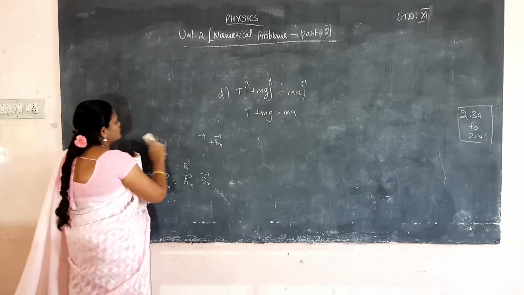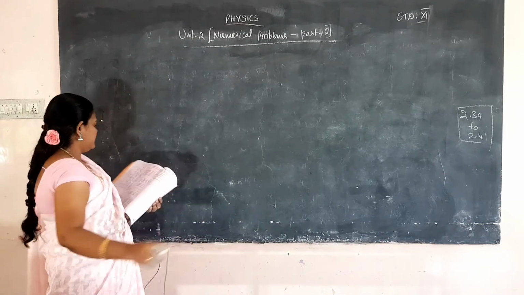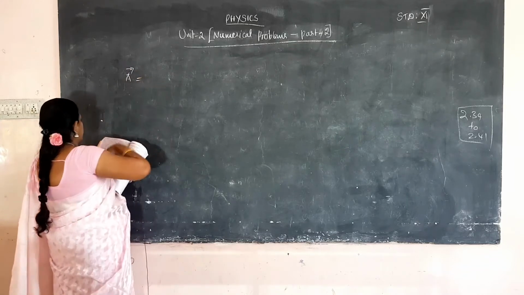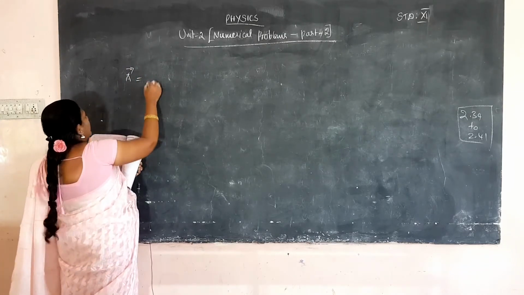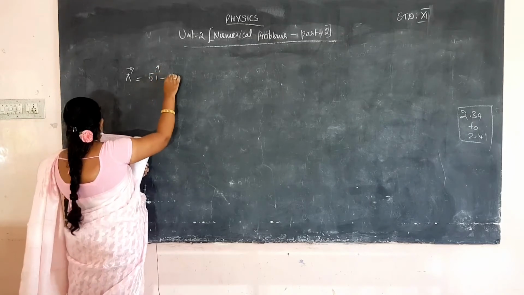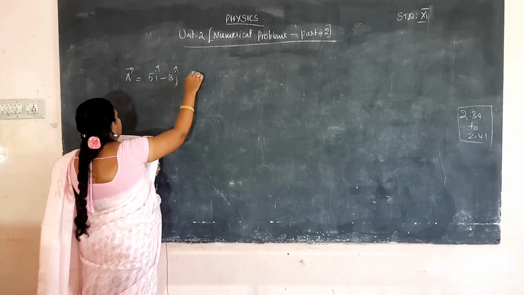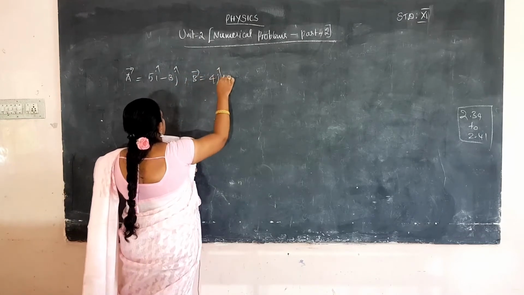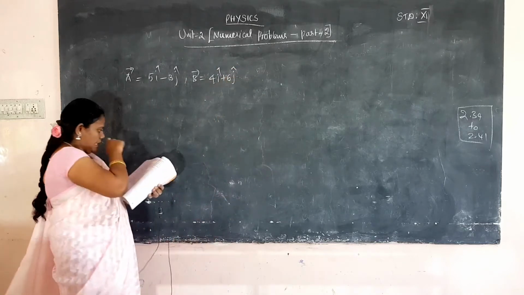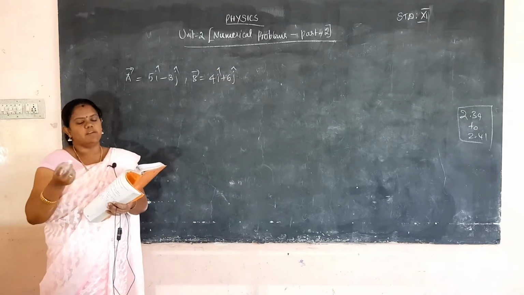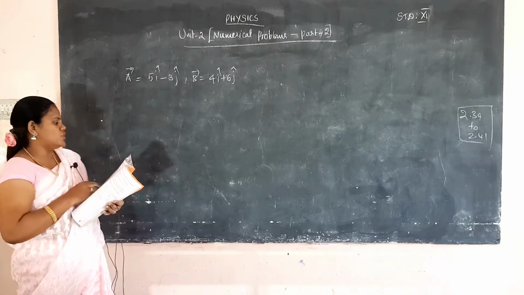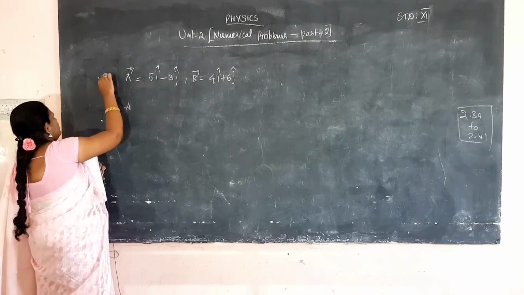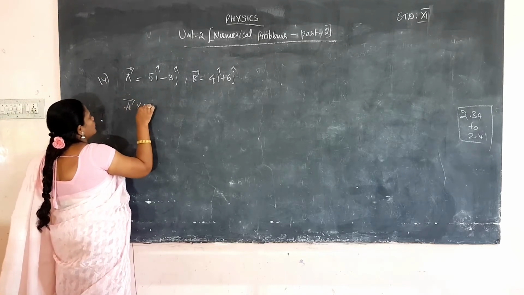First the unit vectors. A vector is equal to 5 i cap minus 3 j cap. B vector is equal to 4 i cap plus 6 j cap. Okay, A vector and B vector are given. Calculate the area of the triangle. First you have to find A cross B. How will you calculate A cross B? That is problem number 14, A vector cross B vector.